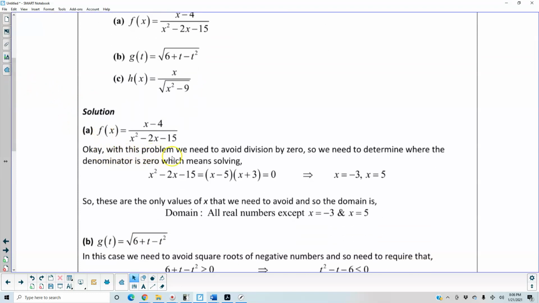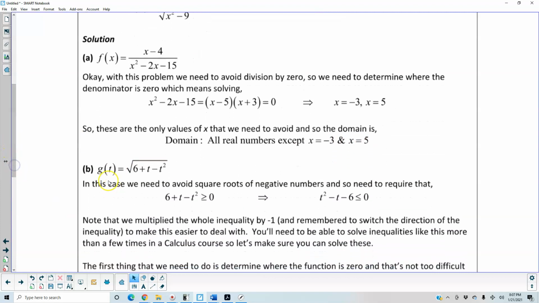So this problem, we need to avoid division by 0. So we need to determine where the denominator is 0, which means solving this equation and setting it equal to 0. So we have x squared minus 2x minus 15. We can factor that to be x minus 5 times x plus 3, which is equal to 0. Now solving both of them for x yields x is equal to negative 3 or x is equal to 5. So these are the only values of x that we need to avoid, and so the domain is the following. The domain is all real numbers except x is equal to negative 3 and x is equal to 5.